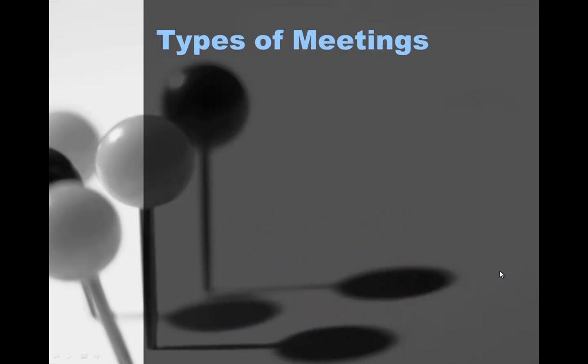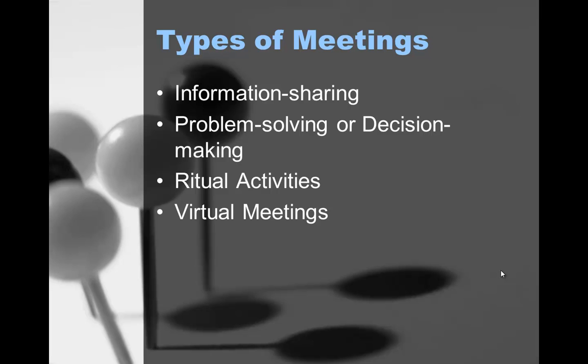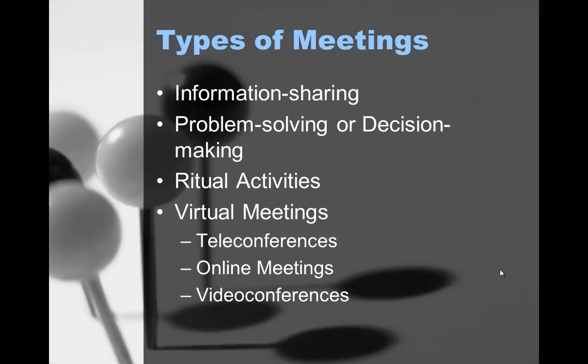Let's talk about some types of meetings. And we basically have 4 types we want to discuss. The first one being information sharing, and just what it sounds like, you're basically conveying information to group members. We also have problem solving or decision making, and ritual activities are basically things that are done, maybe going to a meal together, something outside of regular work time. The last one are virtual meetings, and those are becoming more and more prevalent in business today. We have teleconferences, we have online meetings, we have video conferences.